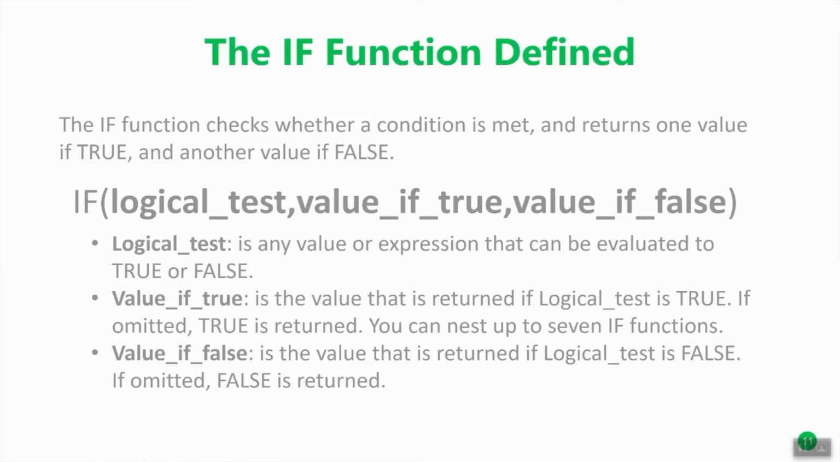So looking at the syntax here, the logical test is any value or expression. So does cell B2 equal 200? If the value is true, then perhaps we display the word yes in a cell to the right of B2. And if it is false, then we say no to the right of B2. So let's build a formula looking at each part of this as we go.